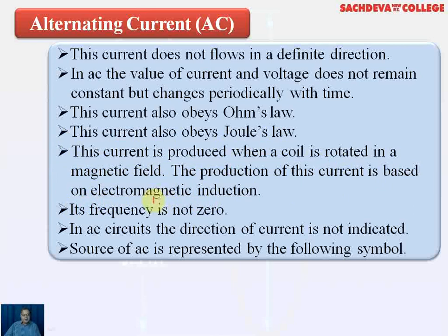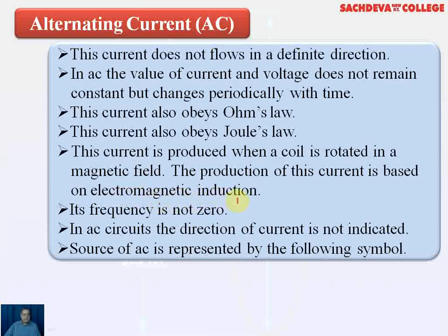Coil rotates. When a coil rotates in a magnetic field, that indirectly means that it will cut the lines of forces. When it cuts the lines of forces, there will be a change in flux, and that change in flux will give rise to induced current or induced electromotive force. The production of this current is based on electromagnetic induction. So what is electromagnetic induction?